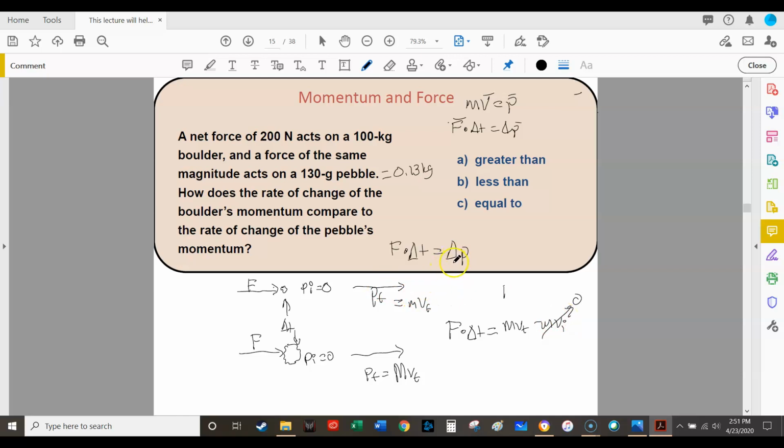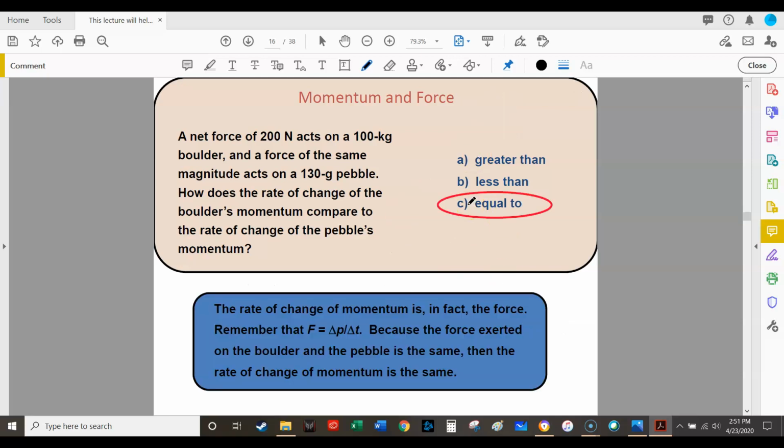Regardless of what their initial momentums are, if they have the same F and same delta t being applied to them, their changes of momentum are going to be the same, right? So I'm choosing C. Okay, well, let's see what this says. They said it is correct. It is equal to, and the rate of change in momentum is in fact the same force, so that means they're going to have the same change in momentum. So our reasoning was right.